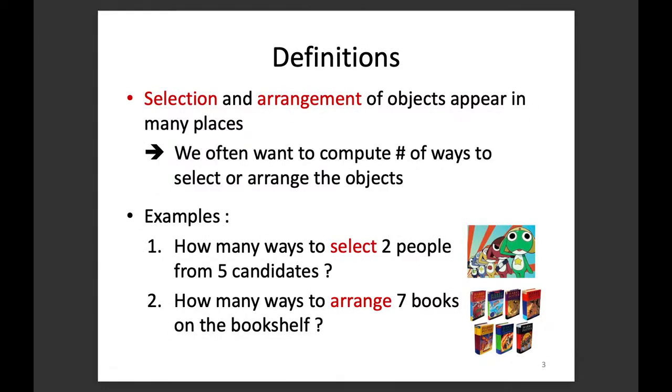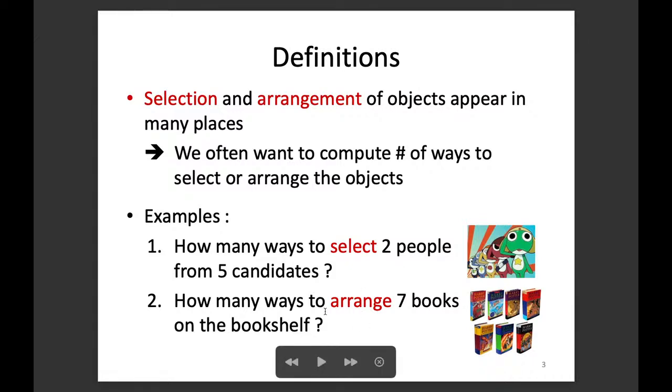So in a lot of counting problems, we are dealing with selection problems and arrangement problems. So selection of objects and also arrangement of objects. We want to compute the number of ways to do so. As an example, suppose that we have five people and we want to pick just two of them. How many ways are there to select two people out of five people? So this is a selection problem.